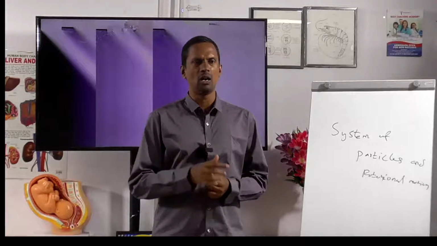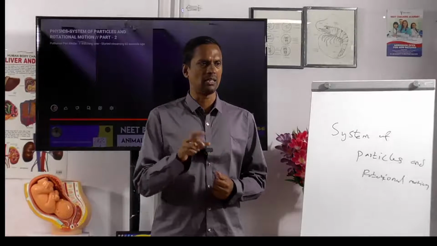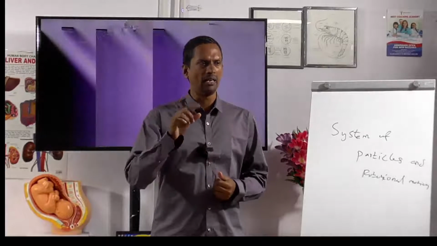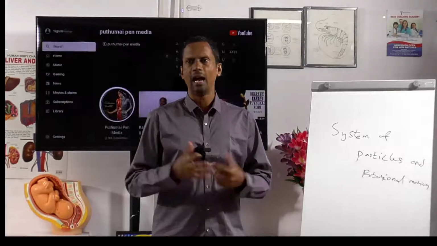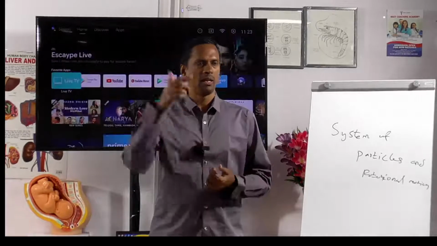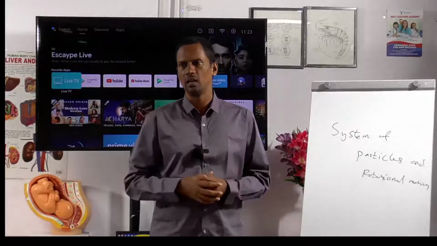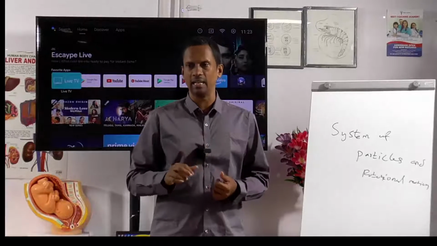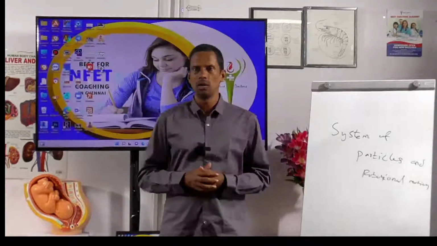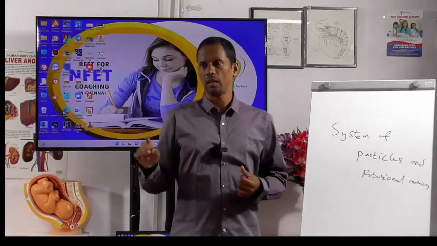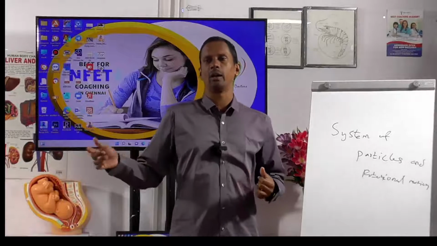What is acceleration? Acceleration is equal to dv by dt. Take d by dt outside. What is velocity now? dx by dt. Substitute that value here: instead of velocity, substitute dx by dt. So d by dt into dx by dt. What do you get now? d square x by dt square. That's all.